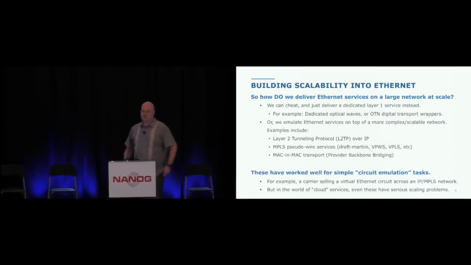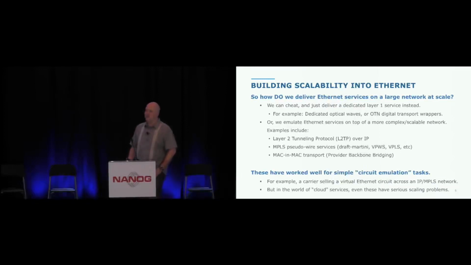The other method that we use is we emulate Ethernet on top of some other technology. So be that L2TP, Layer 2 Tunneling Protocol over IP, or be that MPLS with things like Draft Martini, VPWS, VPLS. There are all kinds of technologies to take this more scalable network and then emulate some kind of simple Ethernet service across it. MAC-in-MAC transport, provider backbone bridging, comes into popularity every so often. But between these types of things, this covers almost every method that people use to deliver some kind of scalable transport Ethernet service.